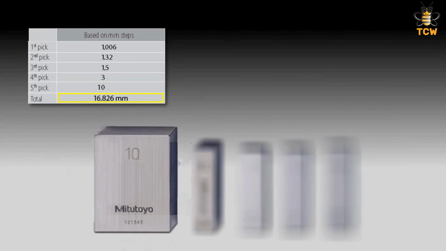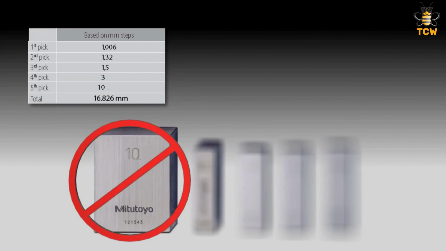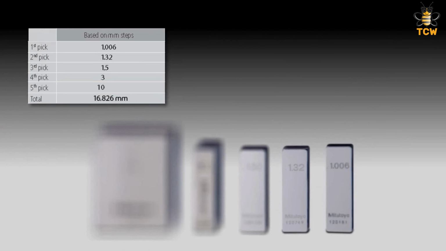To determine the number and value of the gauge block array, the first gauge block is chosen with the value that represents the smallest decimal value, which is the third number after the point, which is 1.006 mm. Do not choose the first gauge block with the largest decimal value, as it will be very difficult to determine the length of the next gauge block. The second gauge block was chosen with a value of 1.32 mm. This value represents the value of the second decimal number after the point.